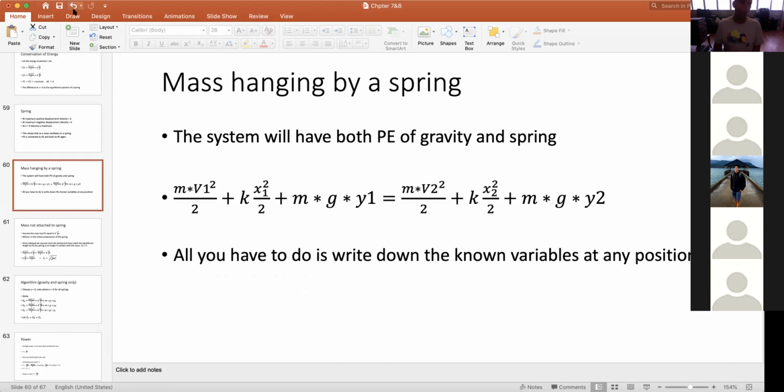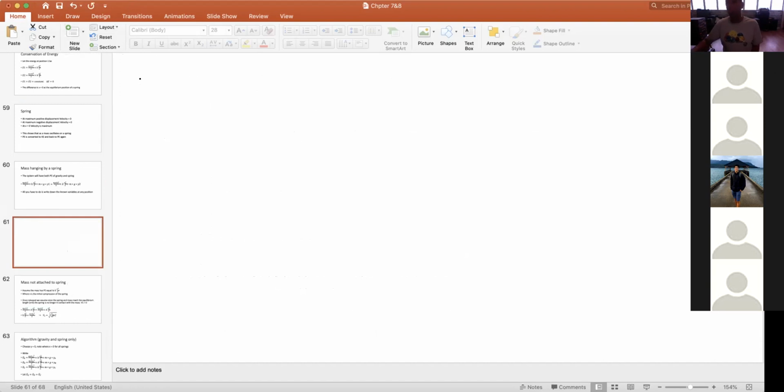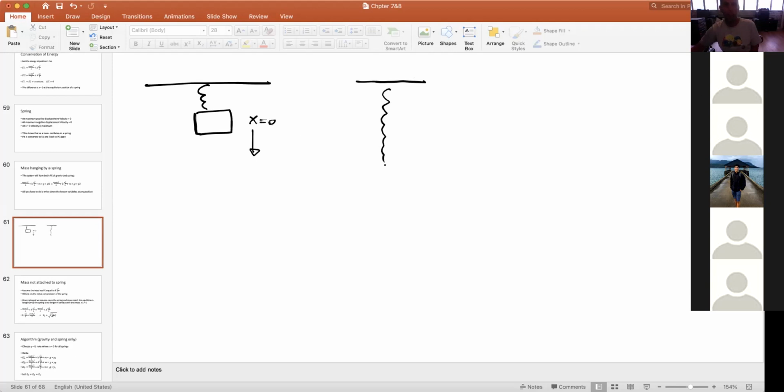However, now we have a cool, fun new problem, and it's going to use everything we've learned. So imagine you hang a mass from the roof, and this is the rest length of the spring. You pull it down and you let it go, and it comes back up. So we're going to assume that this is when x is 0, and this is going to be when x is 6 meters. I know 6 meters is 18 feet, be a very long spring.